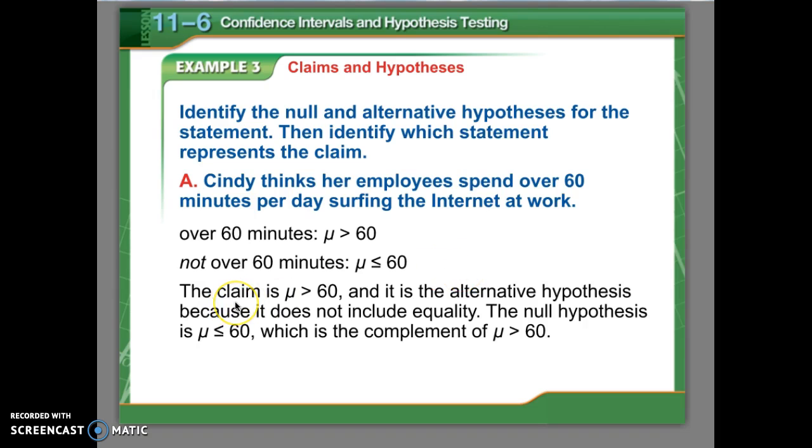So the claim here is whatever the person thinks is going on. So Cindy thinks her employees spend over 60 minutes, so that's the claim. The claim is that the mean is over 60. And that's the alternative hypothesis because it does not have an equal sign in it. The null hypothesis is always going to be the thing that has the equal sign in it. So that's less than or equal to 60. And they say which is the complement, which means opposite of the mean being greater than 60.